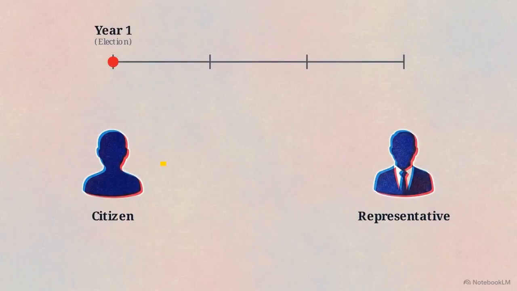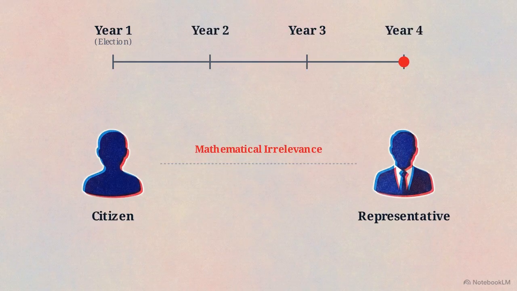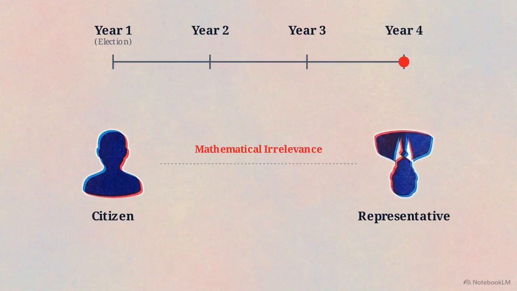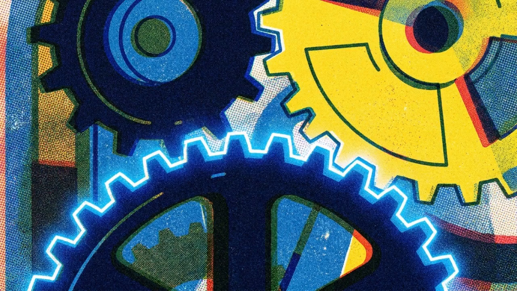Modern representative democracy operates on a system of periodic surrender. You get a say on election day, but for the next several years, you hand over your civic authority to a politician who makes decisions on your behalf, often with very little ongoing input from you. A proposed civilizational framework called Xcytocracy looks at this setup and argues it has the power dynamic exactly backward. It isn't a political party. It is a mechanical redesign of how a society manages authority.